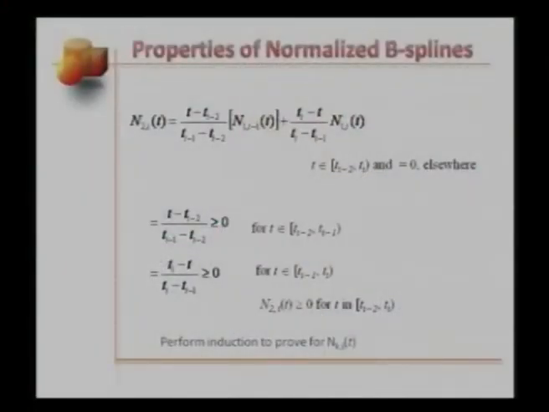Let this be an exercise for you to show that indeed the normalized B-spline function nki of t is equal to or greater than 0 for, in fact, all values of t ranging from minus infinity to plus infinity. In particular, for values of t in between ti minus k and ti, this B-spline function is non-negative.